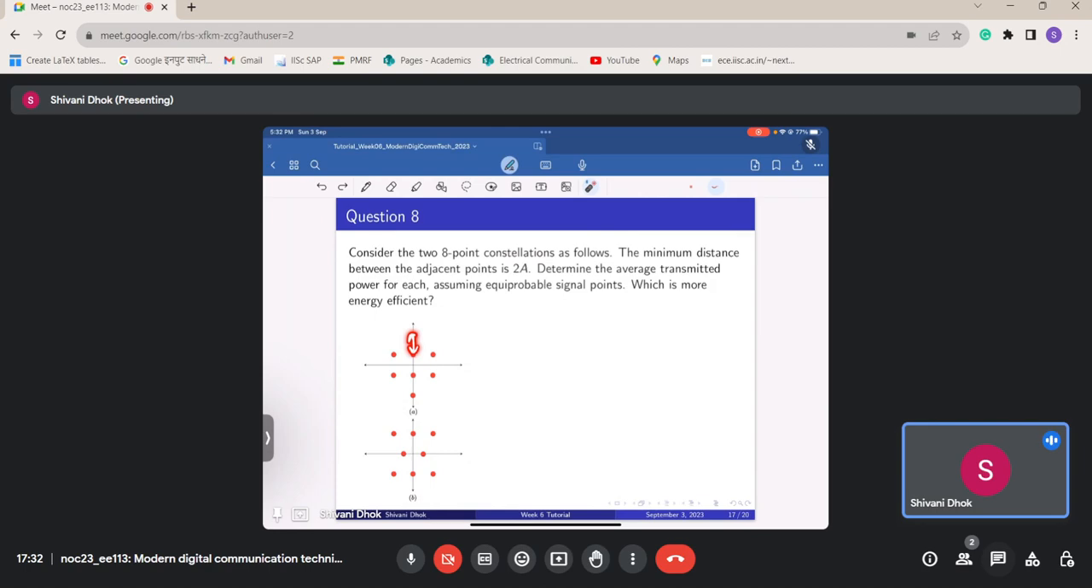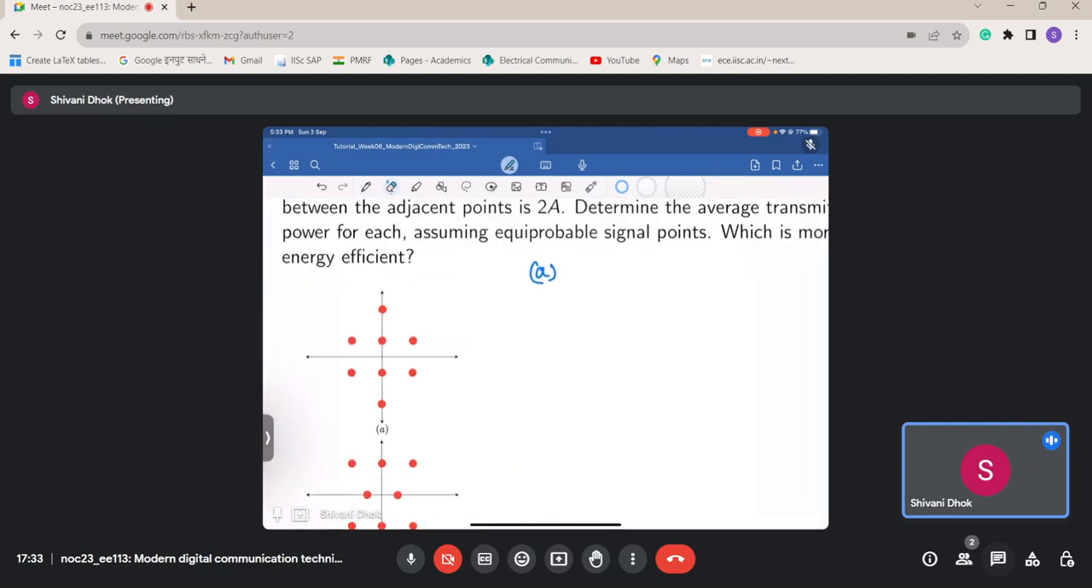That is, this distance is 2a, this distance is 2a, this distance is 2a. Also here, this distance is 2a, this distance is also 2a. Okay, and the next thing that we need to find is to determine the average transmit power for each, assuming equiprobable signal points, and which is more power efficient. So we need to find the average transmitted power for each of these constellations. So let us first do that for the first constellation that we are given here.